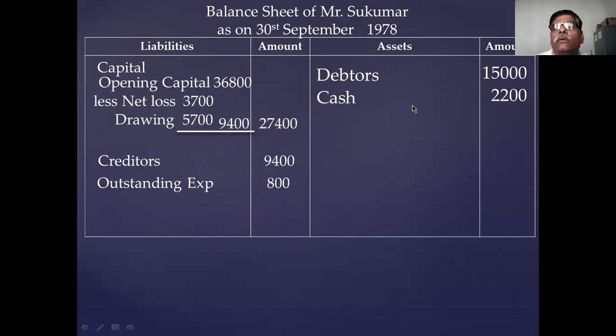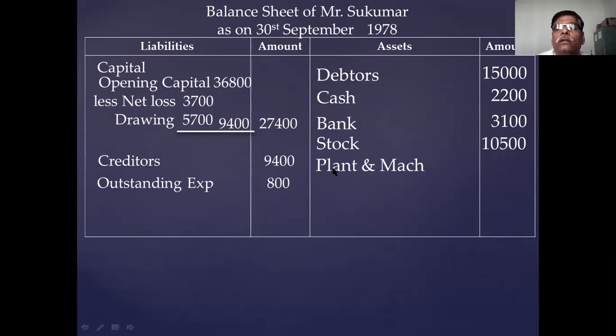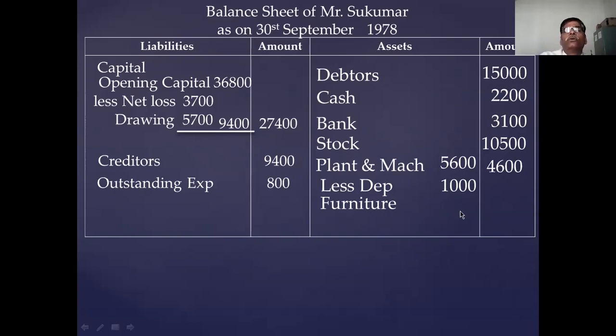Next, take the cash. Cash closing balance from the cash book, 2,200. Bank closing balance from the bank account, 3,100. Then closing stock from the adjustment, 10,500. Then plant and machinery, you take the inner column, 5,600. Whatever decrease is there, you deduct it. 1,000 decrease is there, you deduct it. Remaining is 4,600. Okay. Then furniture, there is no change in the furniture, you take the same amount.